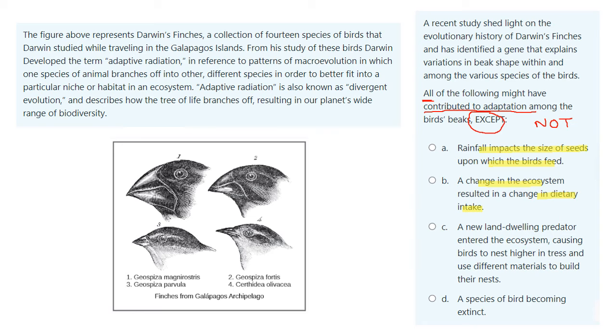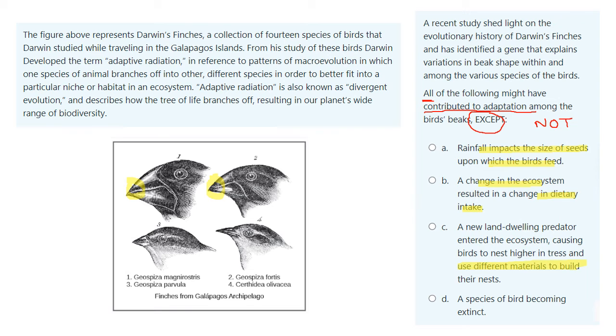C, a new land-dwelling predator entered the ecosystem, causing the birds to nest higher in trees and use different materials to build their nests. Well, if they use different materials, they need to carry those materials. And one way that they carry material is in the beak. So that also does link to the idea of change over time. D, a species of bird becoming extinct. Well, if it's extinct, it's probably not going to change anymore.